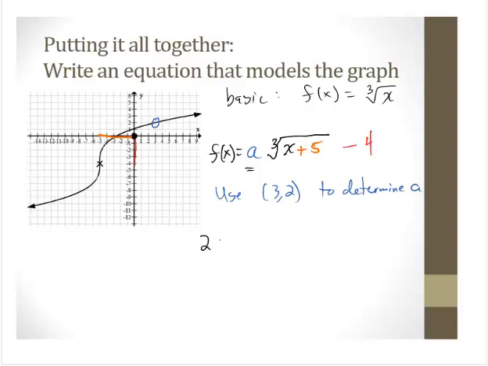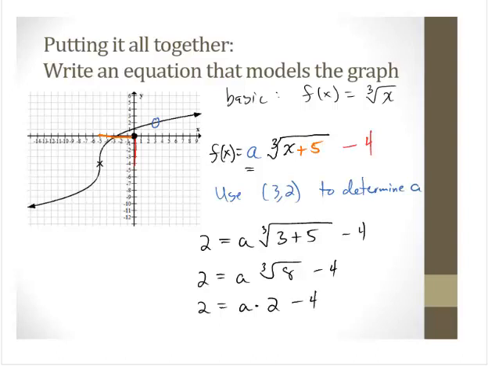2, that's the output, or the y value, is equal to a times the cube root of x is 3, 3 plus 5, subtract 4. 2 is equal to a times the cube root of 8 minus 4. 2 is equal to a times 2 minus 4. The cube root of 8 is 2. Adding 4 to both sides, 6 is equal to 2a, and dividing by 2, a is 3.